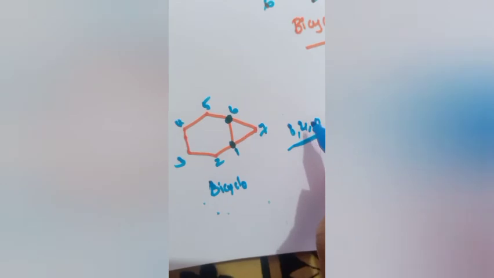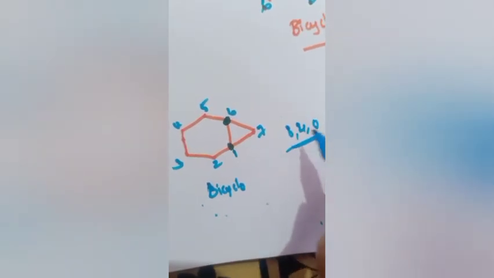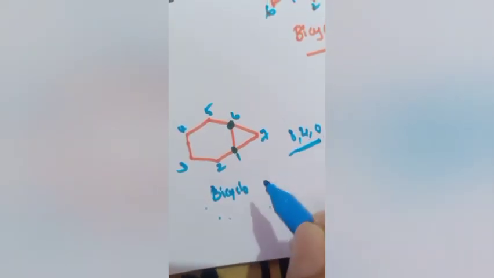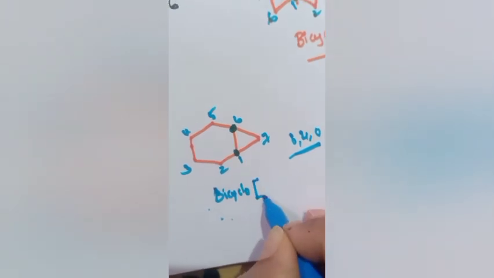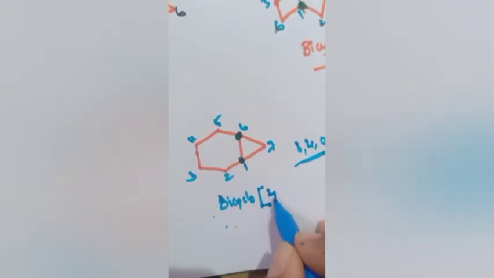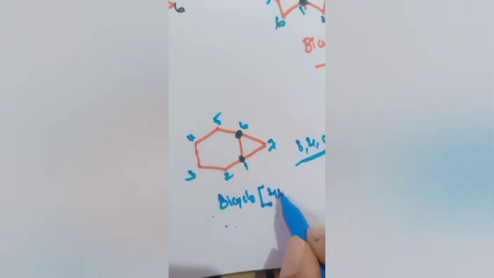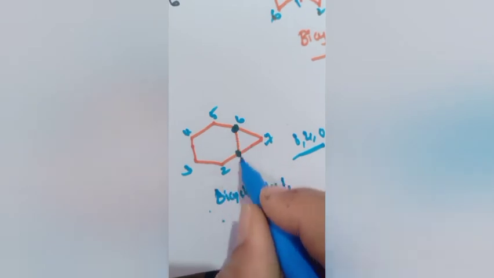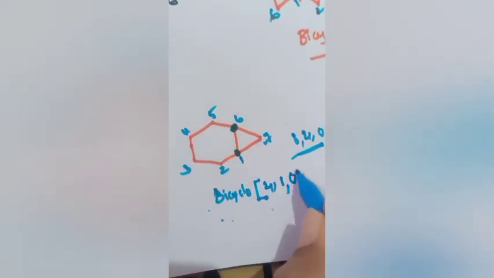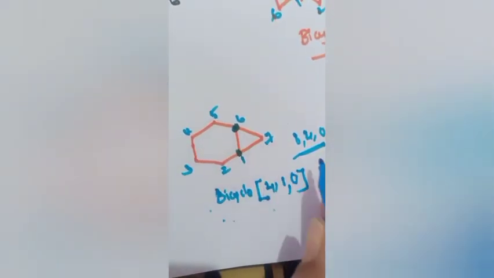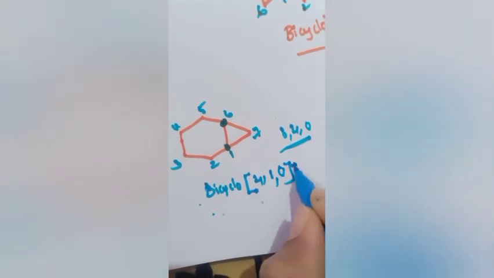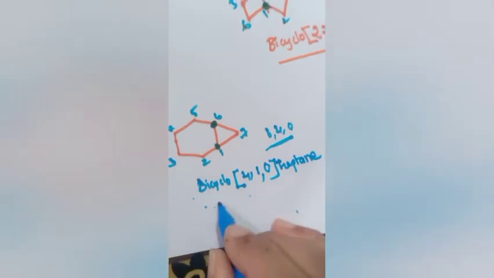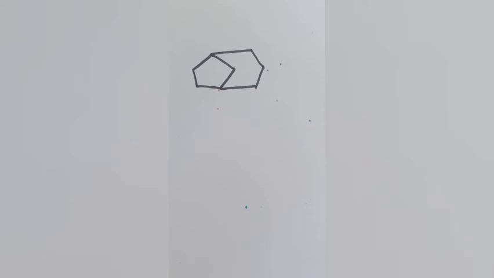So these are the numbers we have, but we have to write them in decreasing order. How do we write it here? Bicyclo. Here 4 carbon atoms are there, so 4 comma, and then here there is 1 carbon atom, then there is no carbon atom, so 0. The parent chain has 7 carbons, that means hept, and the suffix is ane, so it is bicyclo 4 comma 1 comma 0 heptane.